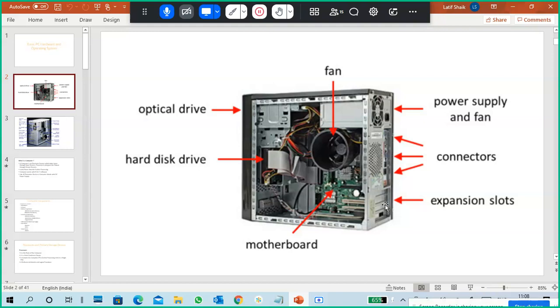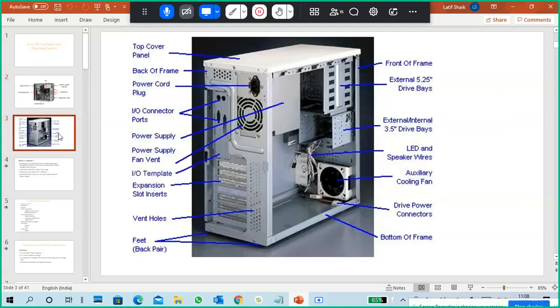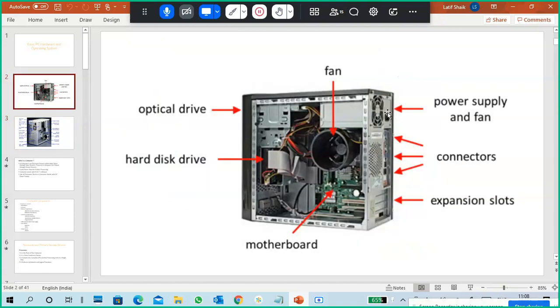On the backside of this cabinet you can see the back panel. This is called the back panel. In the back panel you connect the power supply, and in the back side connections you will get a LAN connector, monitor connector, keyboard, mouse connectors. Whenever you insert some slots, they will appear on the outside.